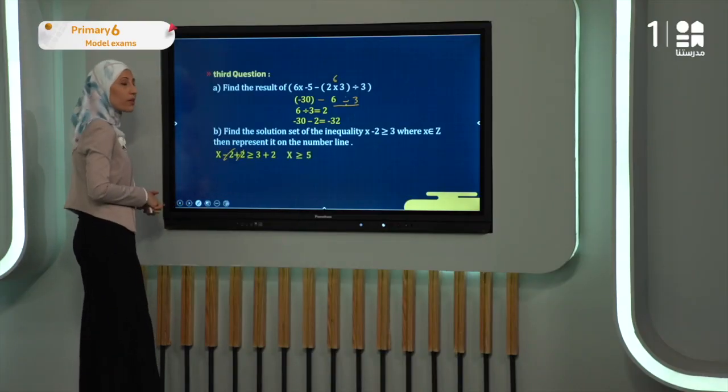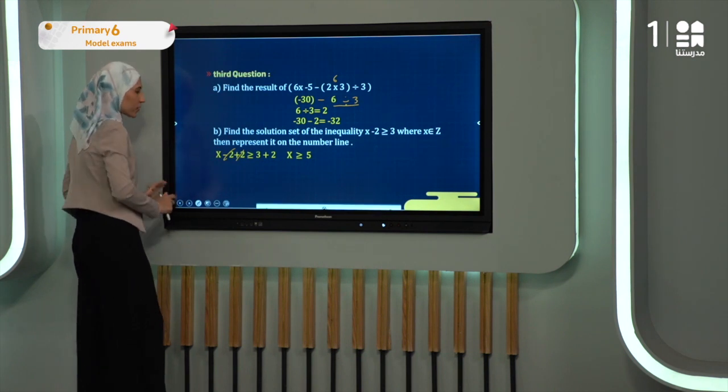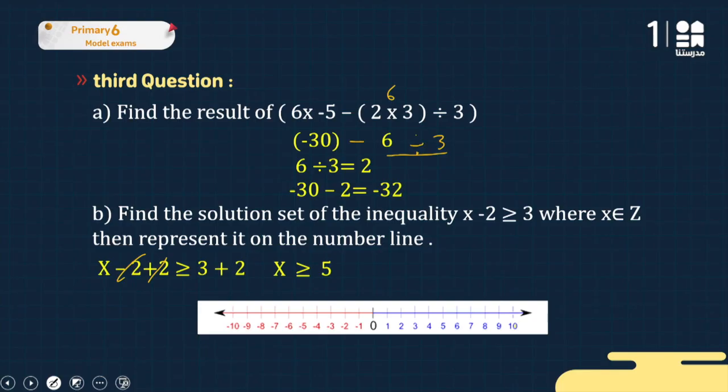How will it look on the number line? First of all, I am supposed to draw my number line. Be careful when drawing the number line: the space between the numbers is supposed to be equal, so use a ruler and you can find your number line easily. Zero is in the middle, of course, with the positive side and the negative side on the left. So where is the 5? Here is the 5.